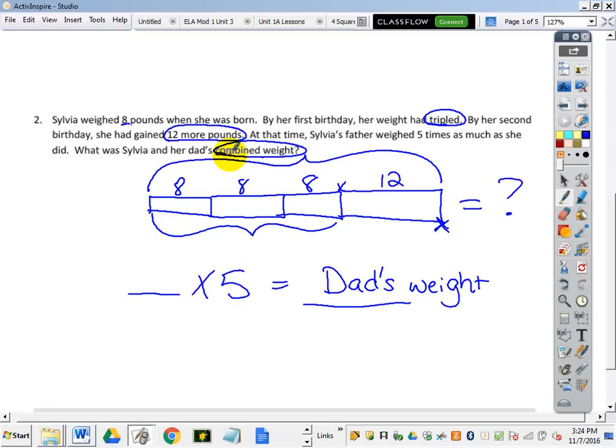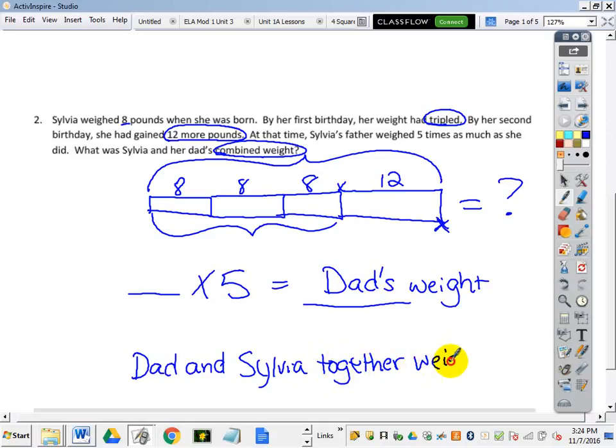So this is not my final answer. I don't circle this one, and I don't circle this one, Dad's weight, but I have to put those two together to get the combined weight. Dad and Sylvia together weigh, and that's the question I have for you: Dad and Sylvia together weigh how much?